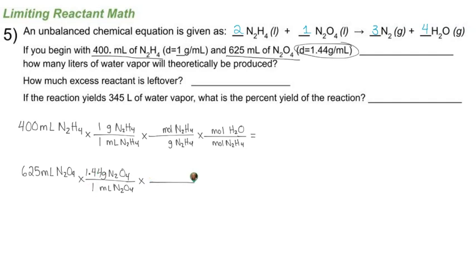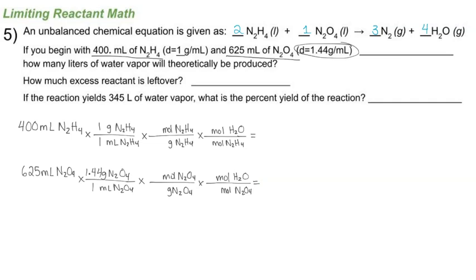Then we can take our grams of N2O4 to moles of the same substance, N2O4. And then we'll do our mole-to-mole ratio. So moles of N2O4 to moles of our new substance, which, since we converted to moles of water in the first one, we definitely need to convert to moles of water in the second one so we can compare the amounts produced and figure out which reactant will be the limiting reactant.